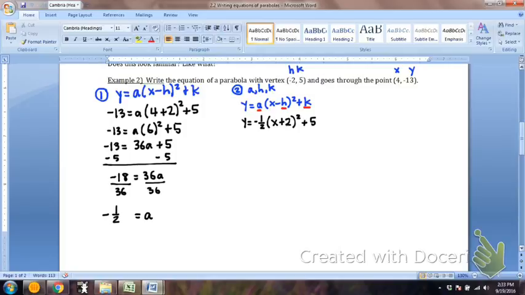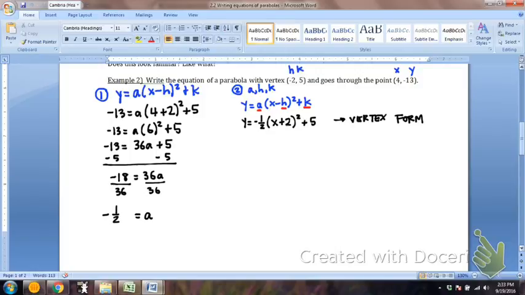Okay, so now that we have this in vertex form, right over here to the right, make yourself a note that this is vertex form. We're going to change this into standard form. So you've done the hard part. Now we have to expand this equation.